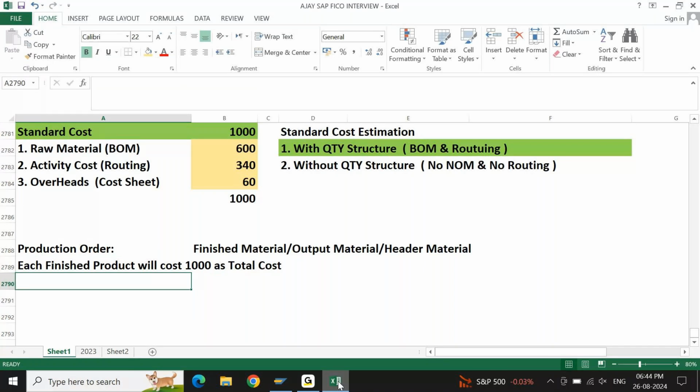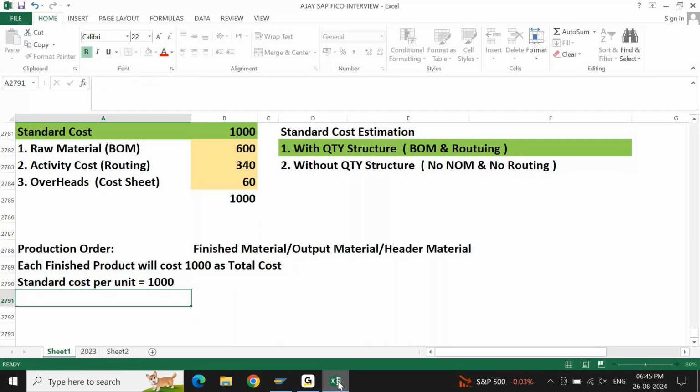Each product is going to cost you 1000 as total cost. Now, what is this 1000 called as? Standard cost. Yes. Standard cost. Now, I can say standard cost per unit is equal to 1000.